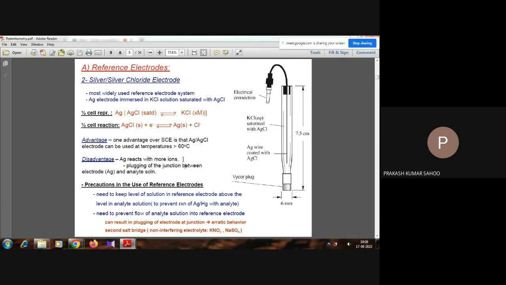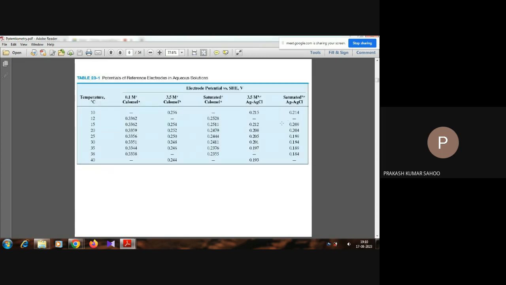What are the disadvantages? Silver reacts with more ions, plugging the junction between electrode and electrolyte. So silver generally reacts with the ions present, which may hinder the junction part of this electrode. And these are the precautions. These are the same thing, that is different concentration. What are the voltages with SHE, the standard hydrogen electrode?